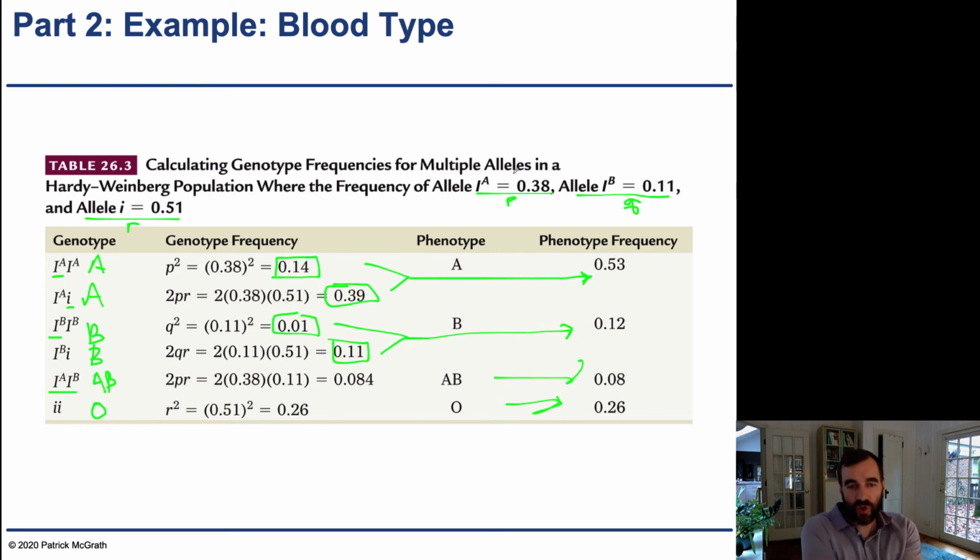Again, this is only possible if a population is in Hardy-Weinberg or you're given the express instructions to assume that the population is in Hardy-Weinberg. If I don't tell you that it's in Hardy-Weinberg, you typically have to actually calculate the genotype frequencies using data from individuals.